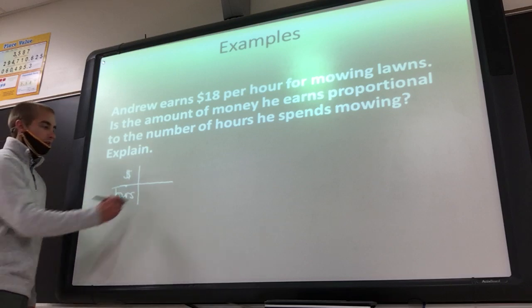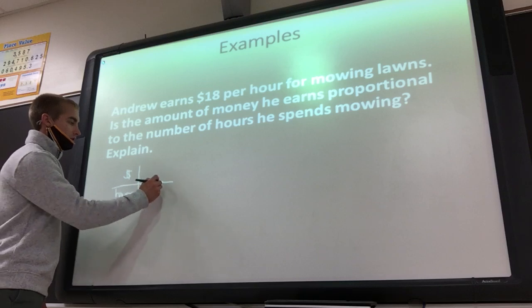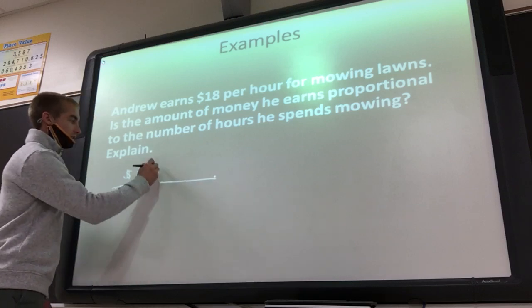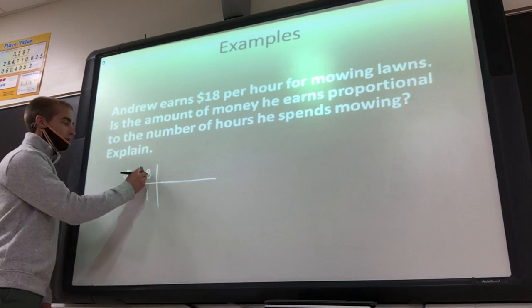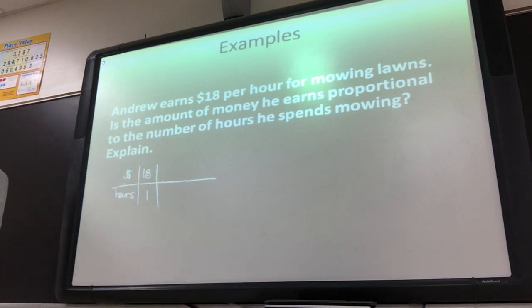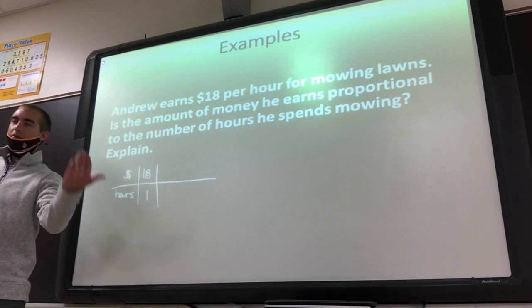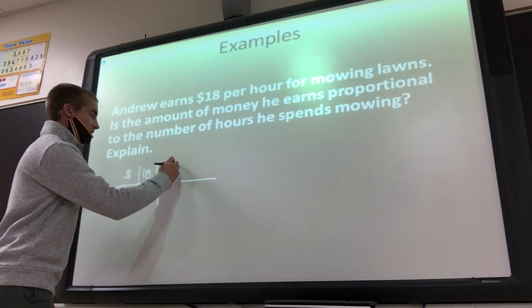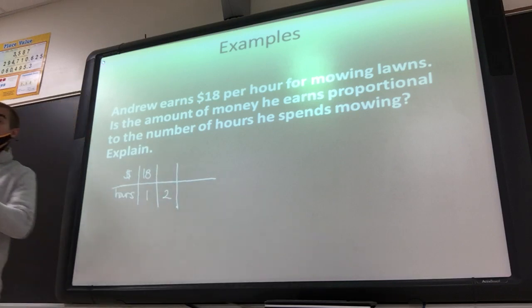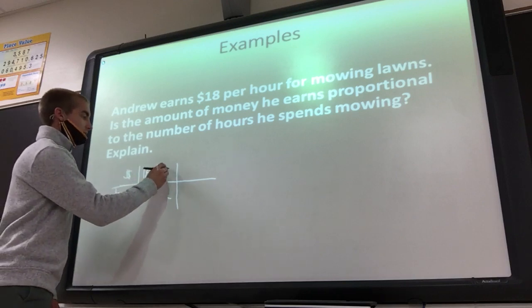After 1 hour of mowing, how much money does he have? $18. So notice, we're going to look and see every hour how much does he get. So we're changing each hour. After 2 hours, how much total money does he have? 36. He gets another 18.